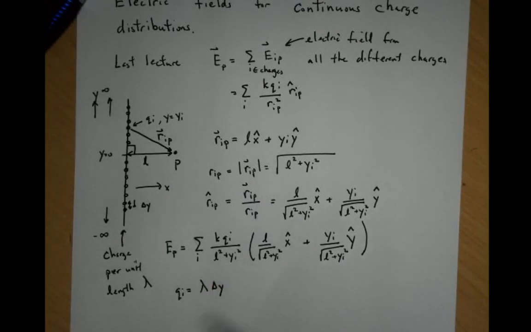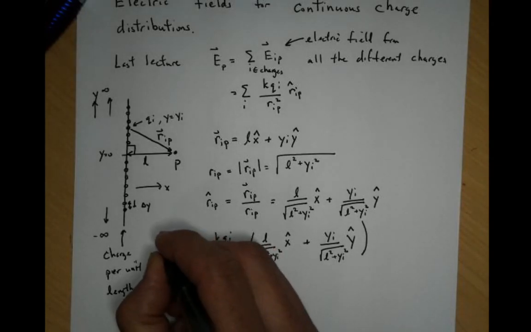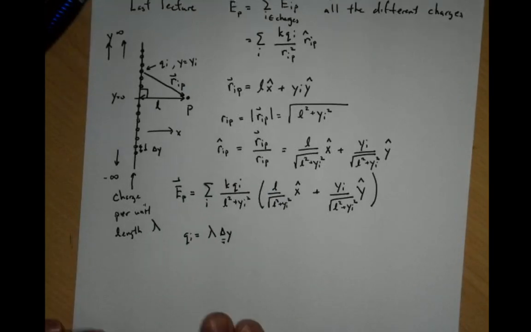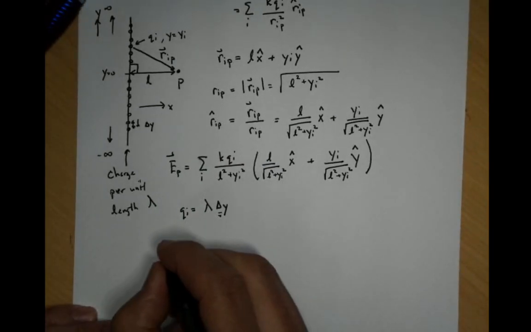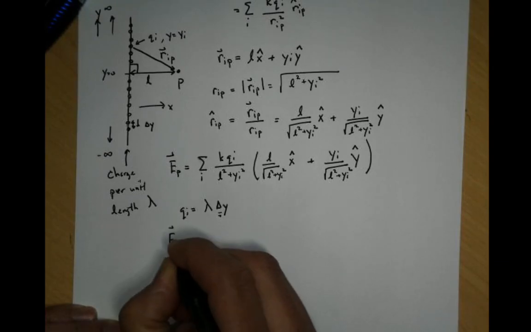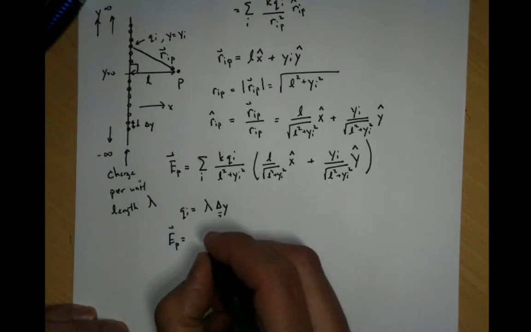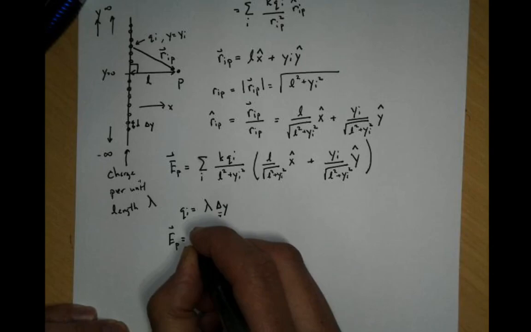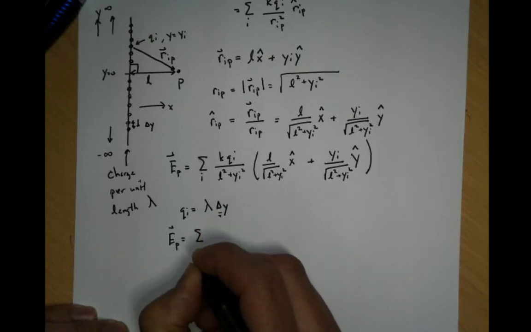Okay. So once I have this, I can go ahead. If I equally space every charge to be delta y apart, then all the Q_i will have this charge. Then I'm going to plug this into there again. So let's go ahead and do this. Don't forget the vector symbol there. All right, so let's write this thing down. E_P is equal to the sum over i.